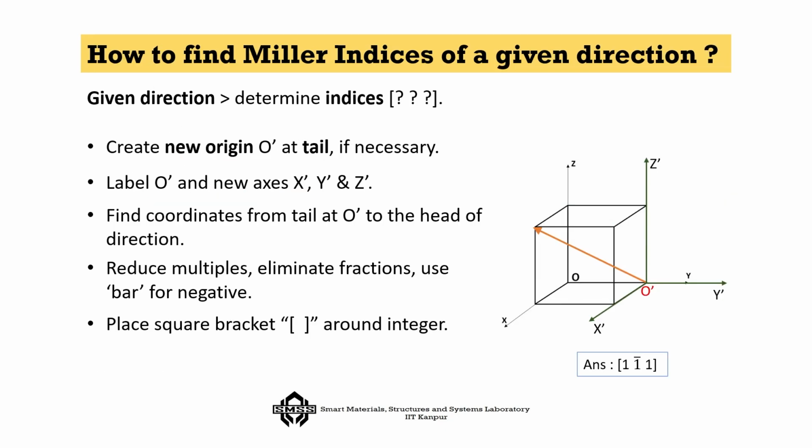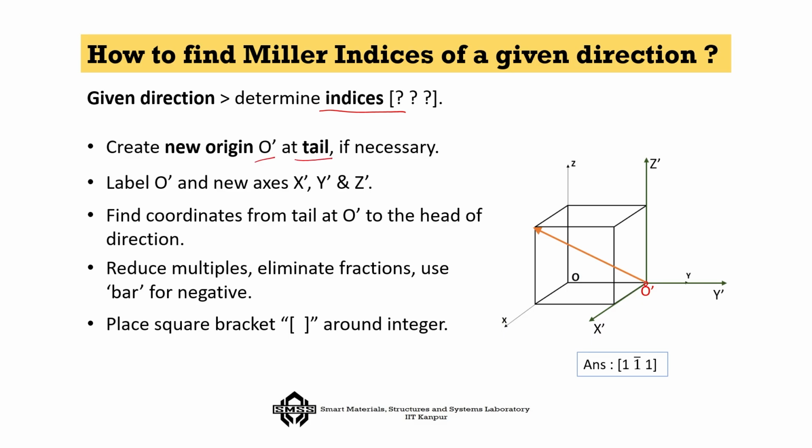Now, how to find Miller indices of a given direction? So, we have only talked about the plane so far. Let us talk about the direction. Given a direction, determine the Miller indices of that direction. So, create a new origin O prime at the tail.